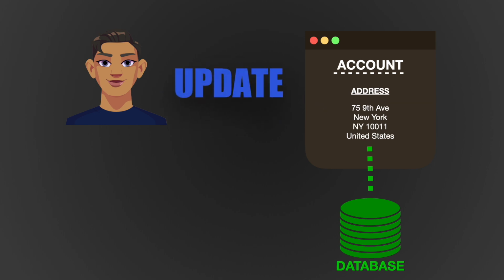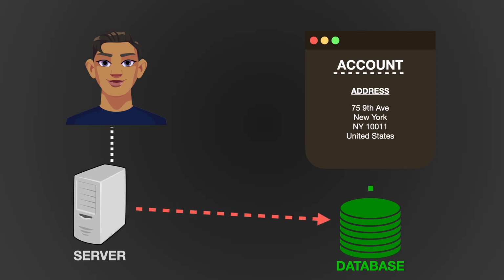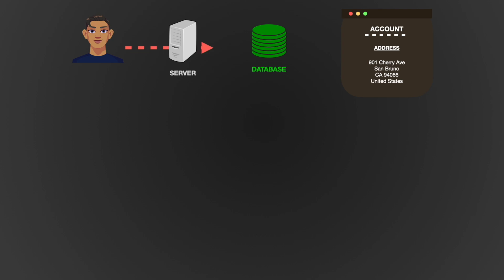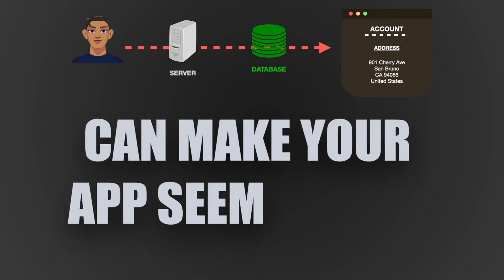When they update their address, we send a request to a server, which updates the information in our database, and then sends us back the updated data. This whole process takes a few seconds, after which the user can see the new address. Though this is a very typical process, making the user wait for a few seconds before seeing the update can make your app seem a little slow.